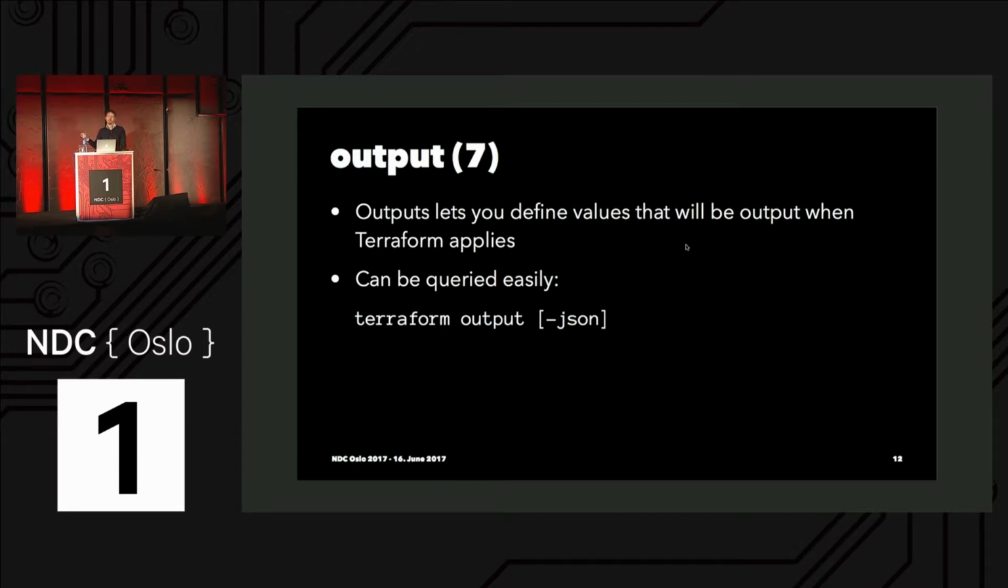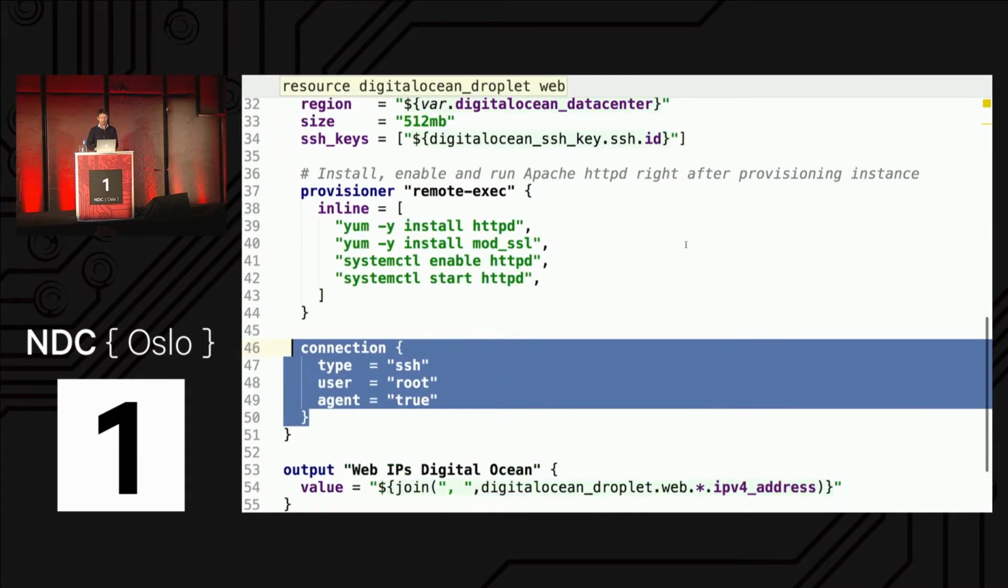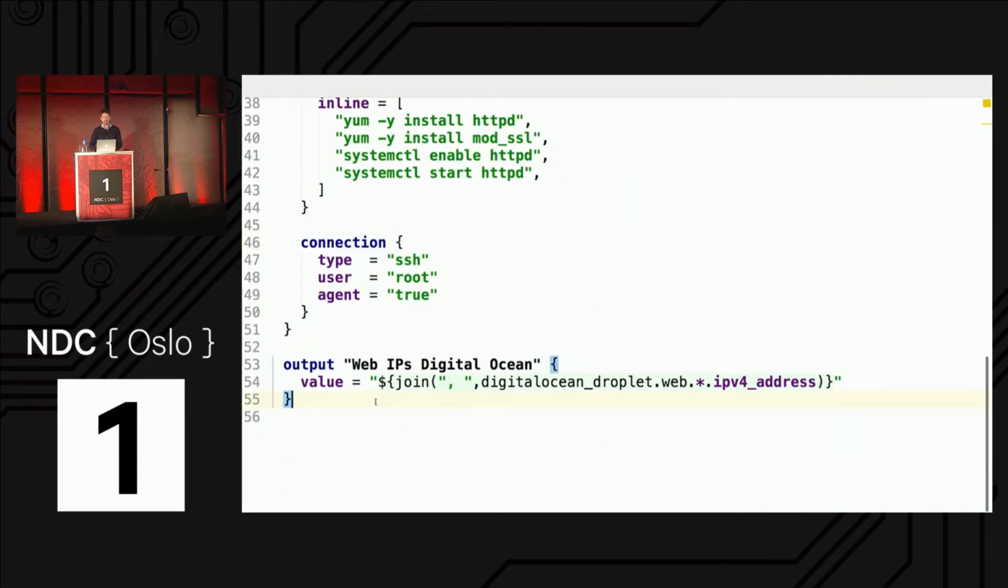The output keyword lets you define values that will be output when Terraform applies. And you can easily query the output, and we'll do that. So let's have a look at the code. I've defined an output. This will use the join method, which is part of the expression language, and it will join the two IP addresses that are part of this list in a string, comma separated.